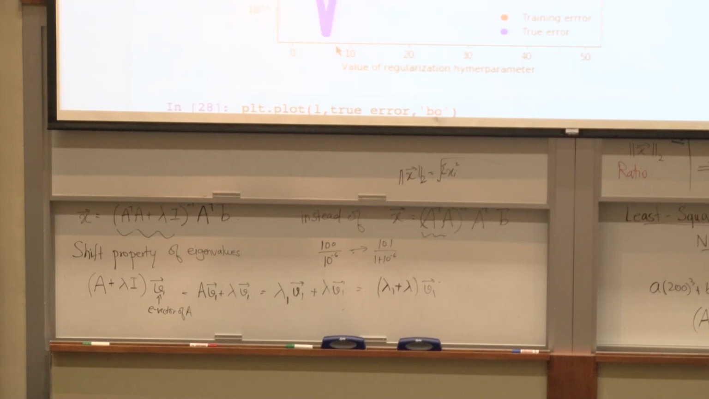At the back, white t-shirt. Is there any price that we have to pay, so to speak, for adding this lambda? Like, is there any downside? Great question. Is there any downside?